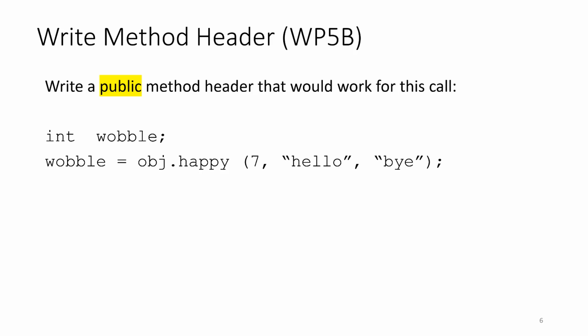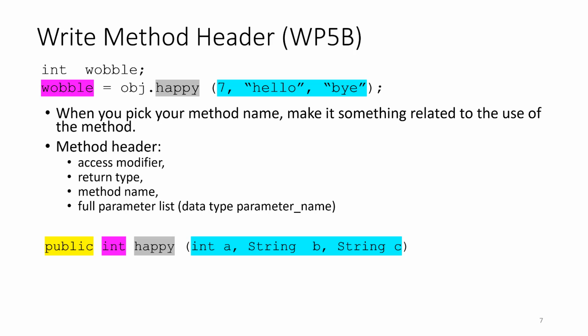Write a public method header that would work for this call. Now we're given the call wobble equals obj.happy with the parameters of 7, hello, and bye. When we look at the statement of the method call, we see that the method call obj.happy is assigning its result to the variable wobble. The variable wobble is declared as an int. So the return type for the method happy must be an int.